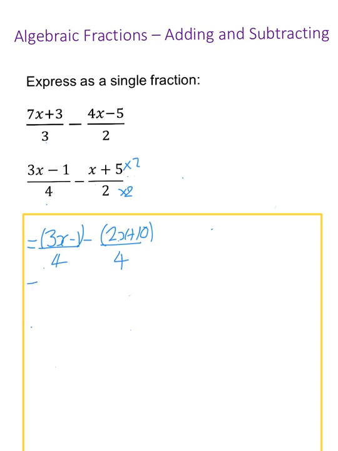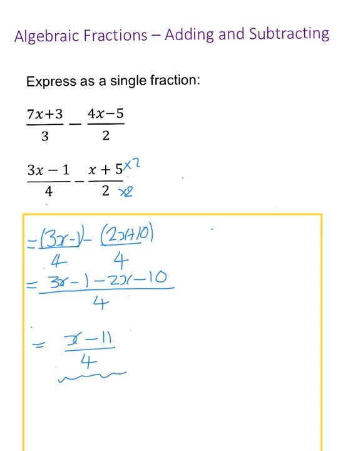And that will give me in the numerator 3x minus 1 minus 2x, minus plus becomes a minus 10. So watch those signs when you're expanding the brackets, over 4. And simplifying, collecting like terms, 3x minus 2x will give me x, minus 1 minus 10 is minus 11, over 4. I cannot factorise the numerator any further, so that would be my final answer.